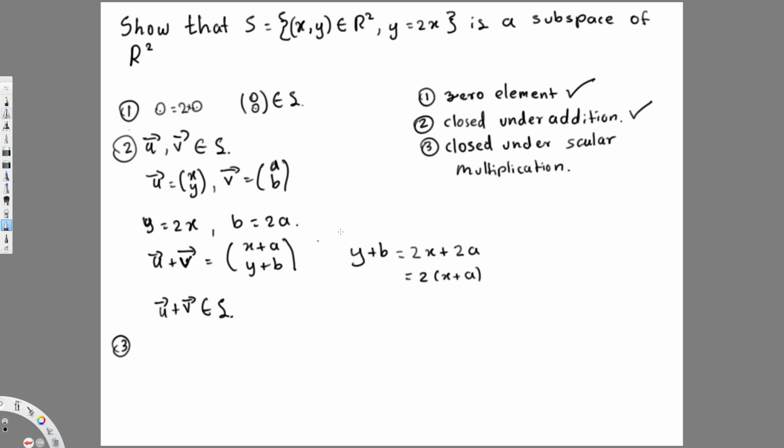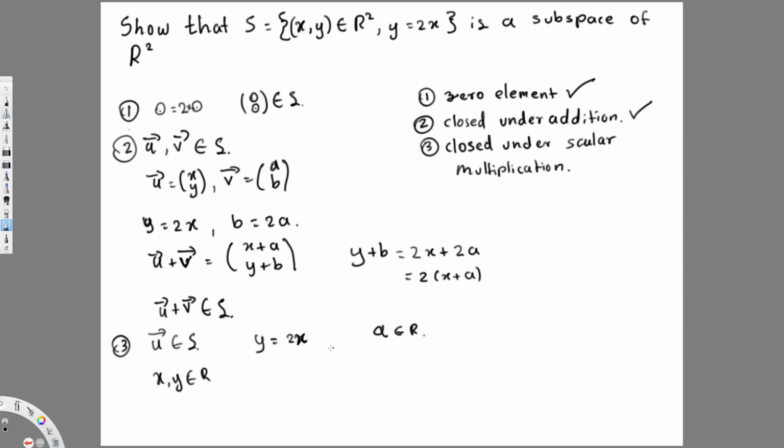And the third one, we have to prove that S is closed under scalar multiplication. Here is the same thing. First of all, we say u belongs to S. Then we have this equation y is equal to 2x. So I have to take a scalar number. Let's say I am taking alpha. Alpha is a scalar number, and x, y belong to R.